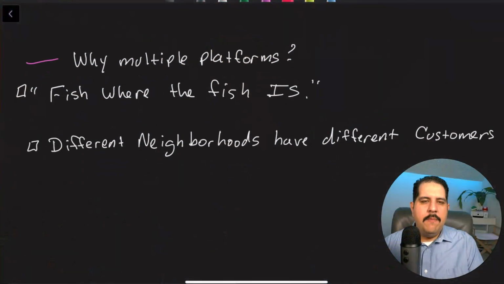Now, why multiple platforms? And this was part of the crux of this question: what is the idea of trying to use multiple communities, especially if you're high level? Why not just default to GoKollab? And here's where I would look at that illustration of fish, where the fish is. The reality is that different neighborhoods have different customers, different platforms have different people. And so it just comes down to what's your business strategy.